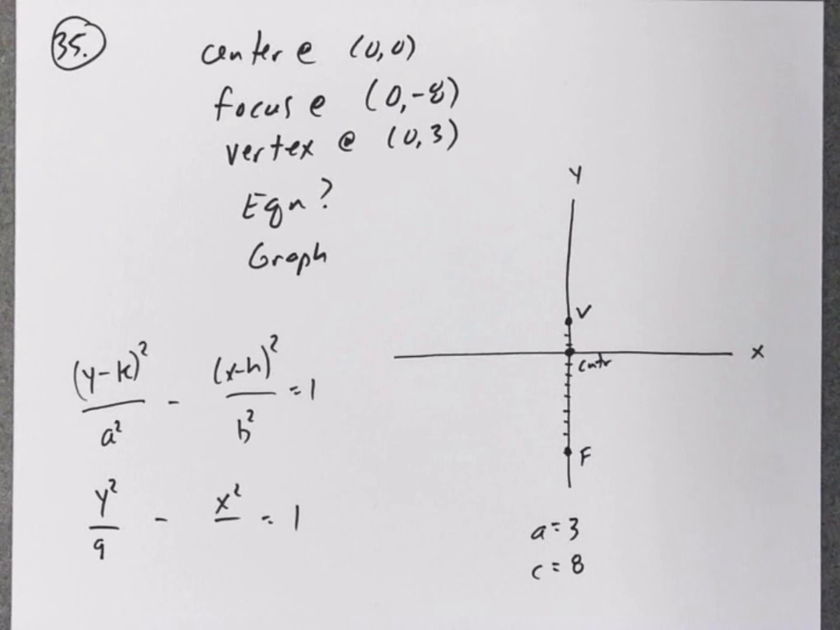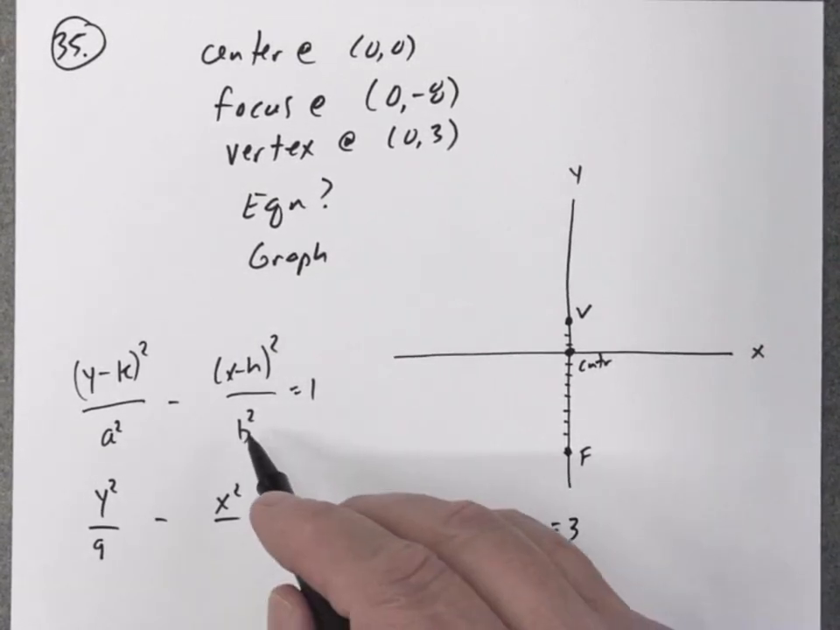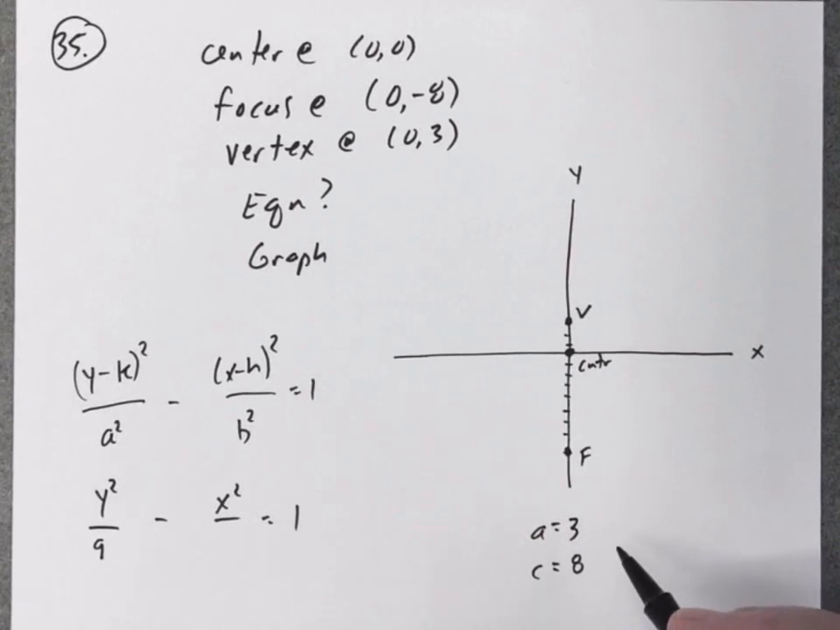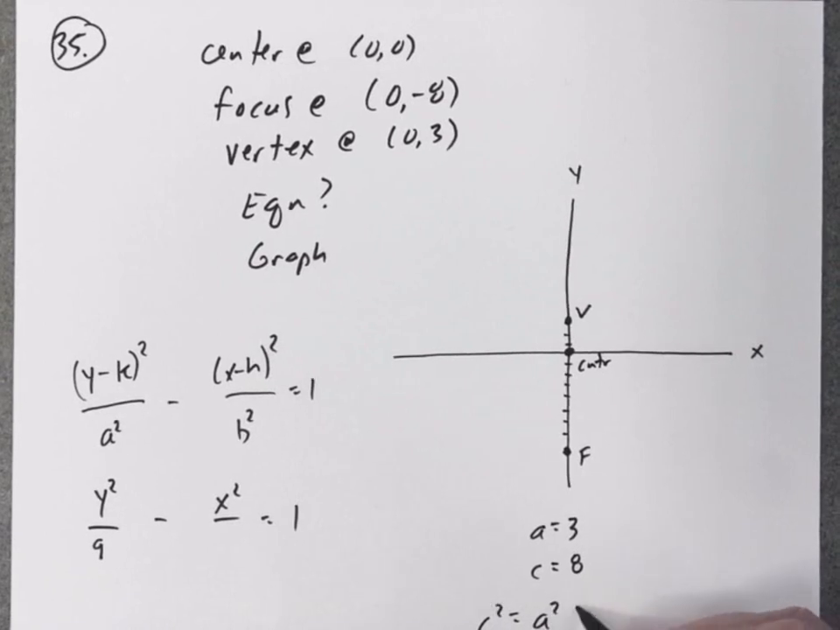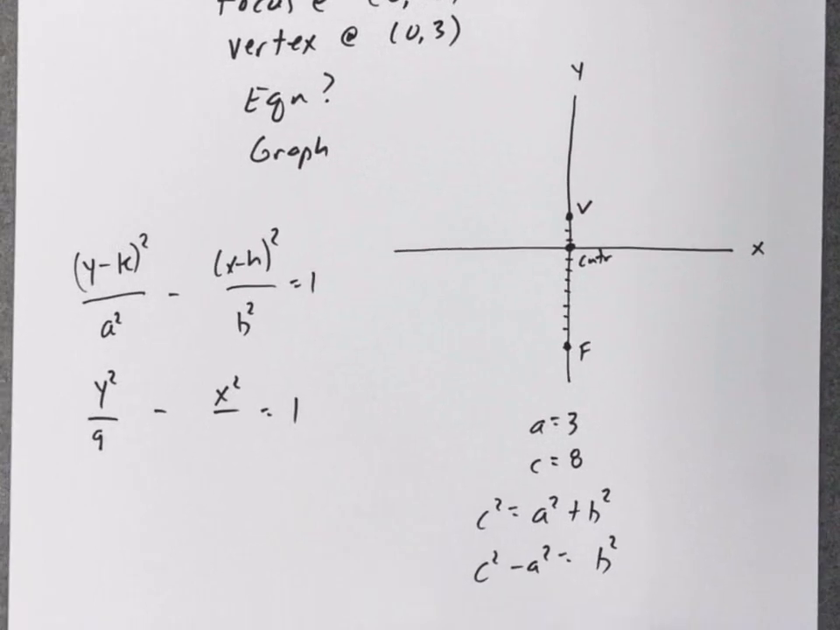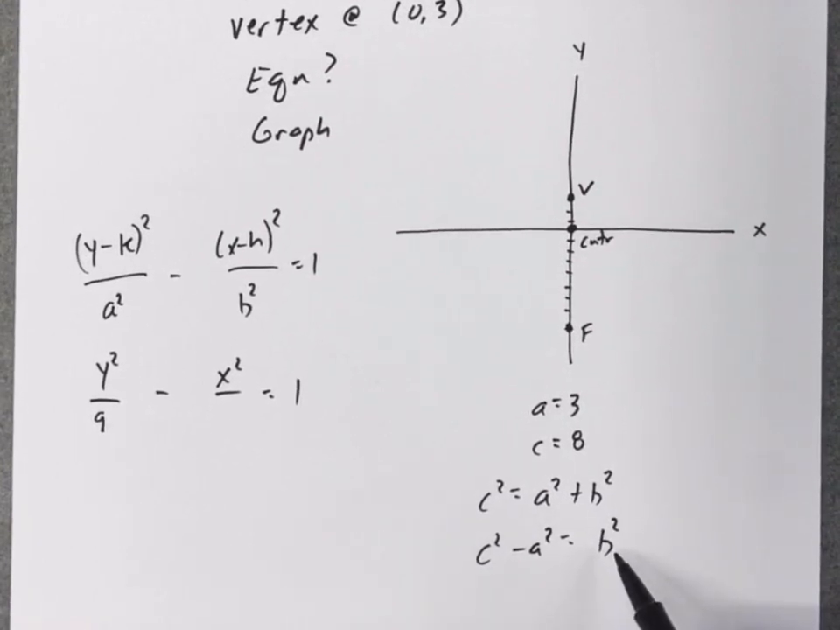And since we know that, well, we need to know b to get b squared. We have a and c. Now for a hyperbola, we have this relationship, c squared equals a squared plus b squared. If I subtract a squared from both sides, so if I know a and c, this gives me a way to find b.